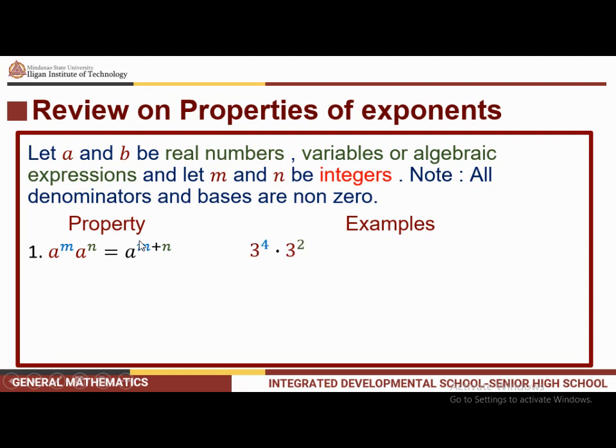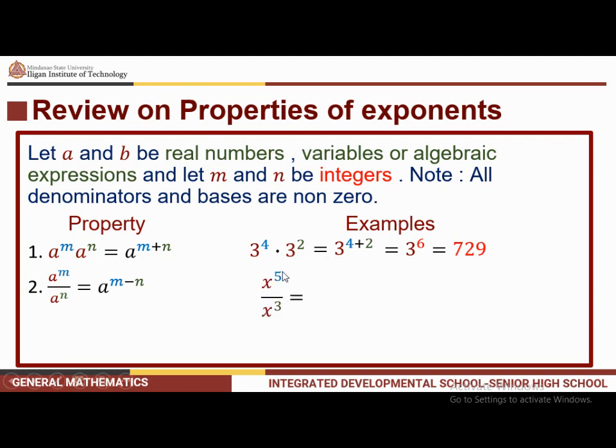For example, we have 3 to the power 4 multiplied by 3 to the power of 2. This is just equal to 3 to the power 4 plus 2, which is just equal to 3 to the power of 6, which is equal to 729. Now for property number 2, kapag meron kang same na base, tapos ang ginagamit na operation ay division, tapos yung exponents natin ay different, ang gagawin lang natin, i-observe muna natin kung si m ba ay greater than kaysa kay n. So kapag yan ang case, ang mangyari ay you'll have a to the power of m minus n.